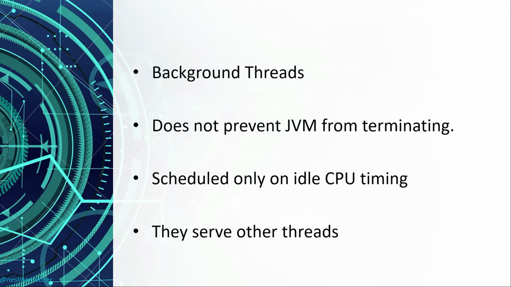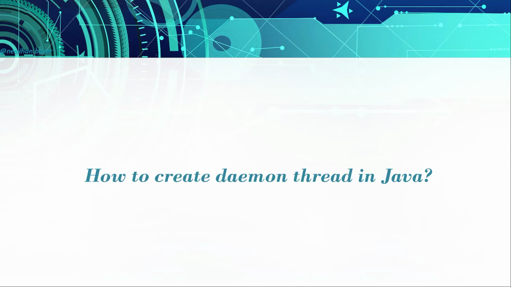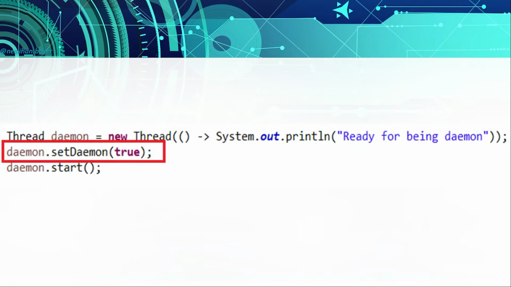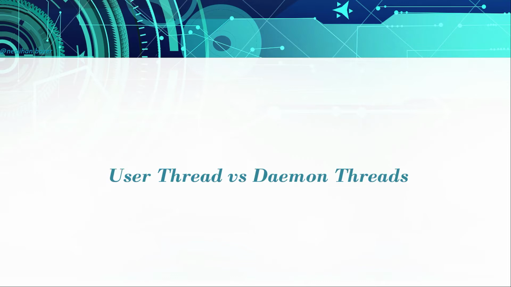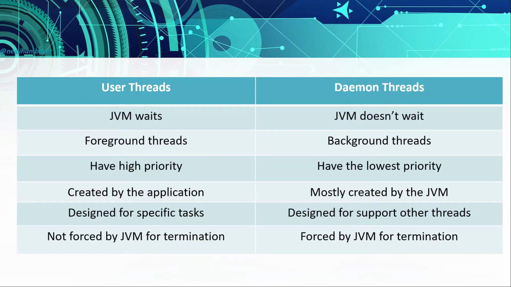How to create a daemon thread in Java? We can create a daemon thread by setting its setDaemon value as true. JVM shutdown waits only for user threads, not for daemon threads. JVM will wait for user threads to finish their tasks. JVM will not exit until all the user threads finish their tasks. On the other side, JVM will not wait for daemon threads to finish their tasks. It will exit as soon as all the user threads finish their tasks.